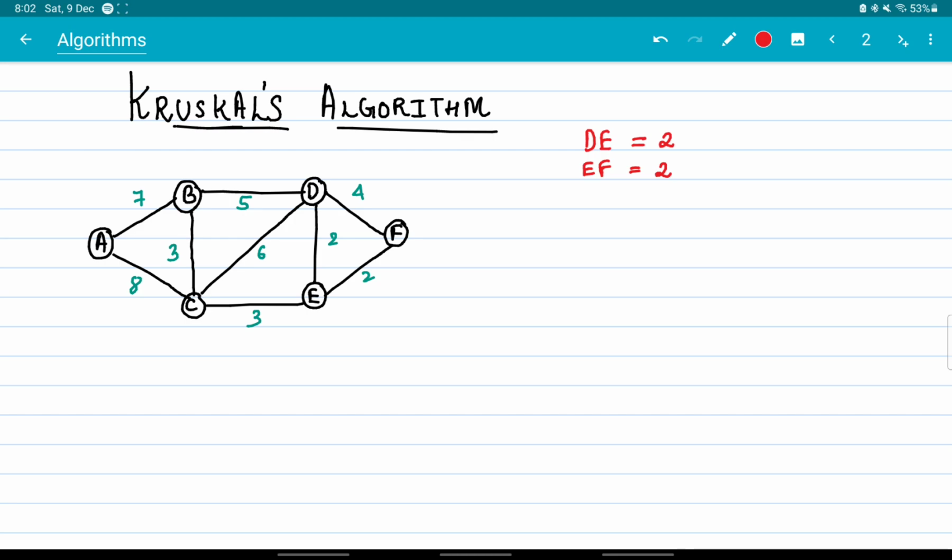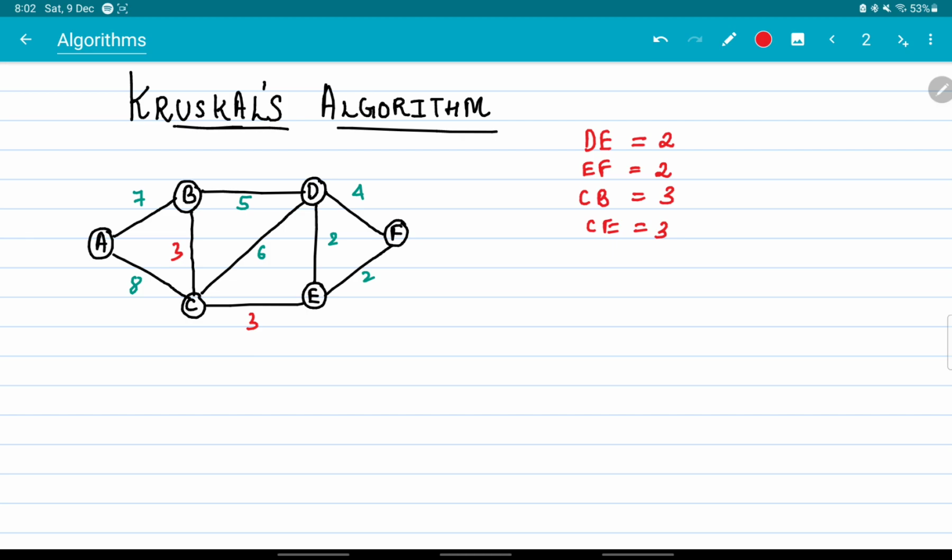Now what is the next cost value in the increasing order? 3. 3 is the next cost value present in our graph, and 3 is present for edges C to E and B to C, right? So let me mention these edges. So I'll write CB has a cost 3 and CE has a cost 3. Okay, so now my cost part is done. I have entered costs 2 and 3.